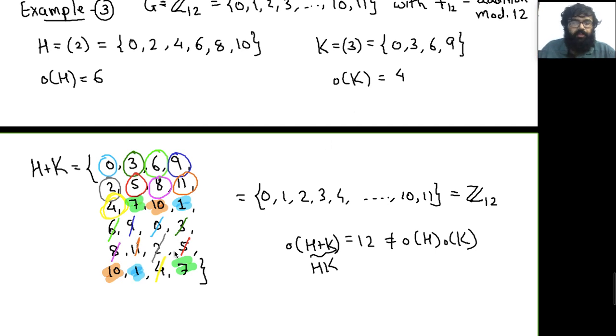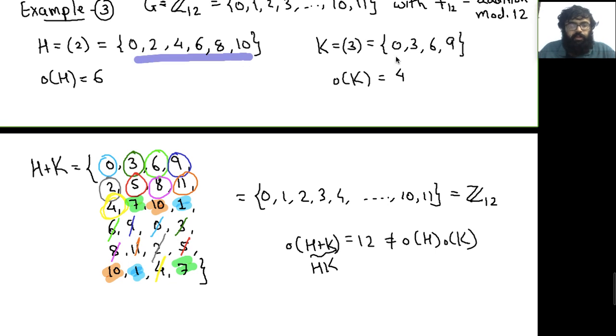Each number is appearing twice, as you can see here. So actually we should get 24, but each number in it is appearing twice. What is the reason? How many elements are common here? Can you check? How many elements?